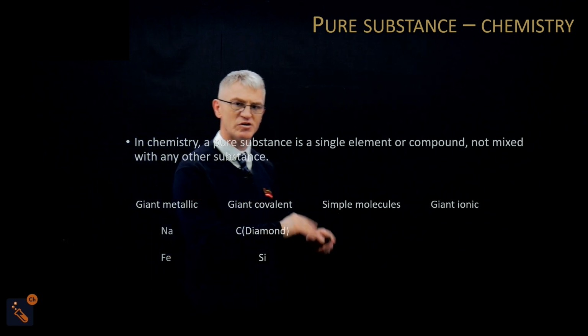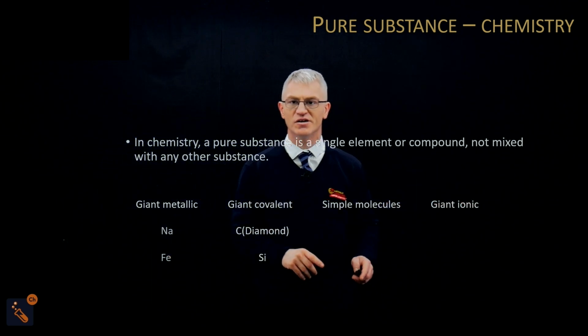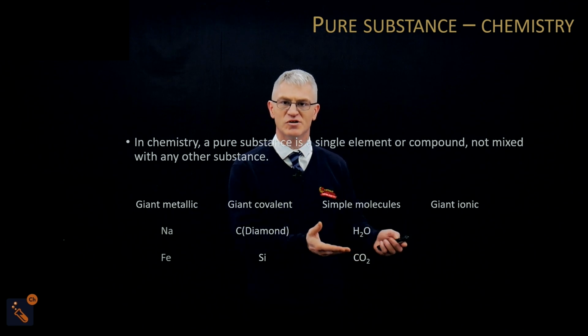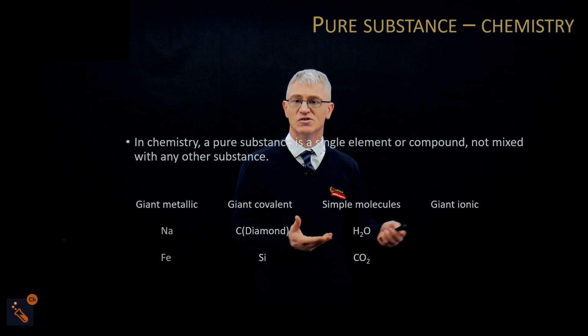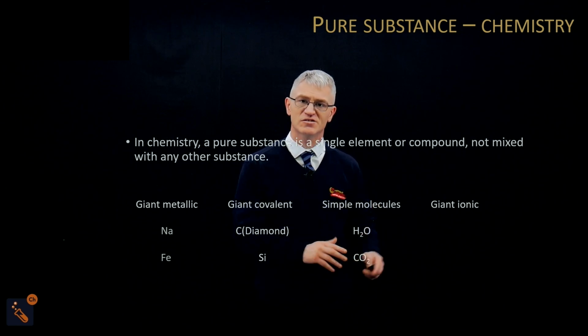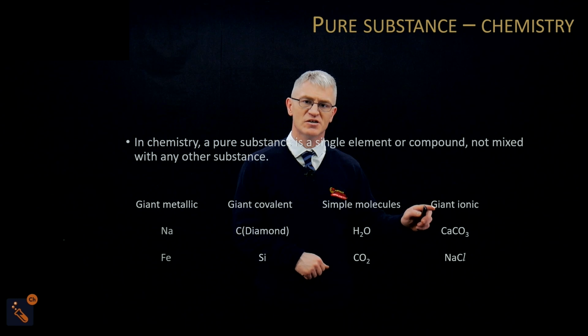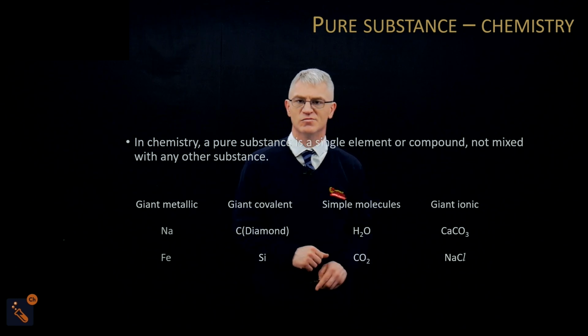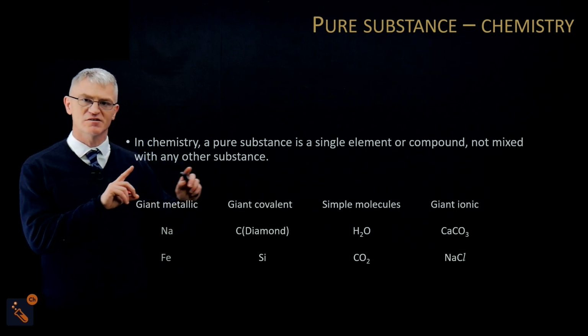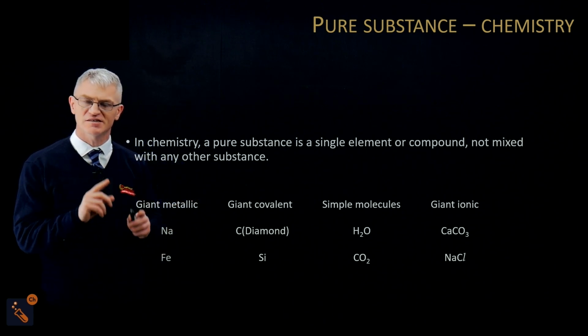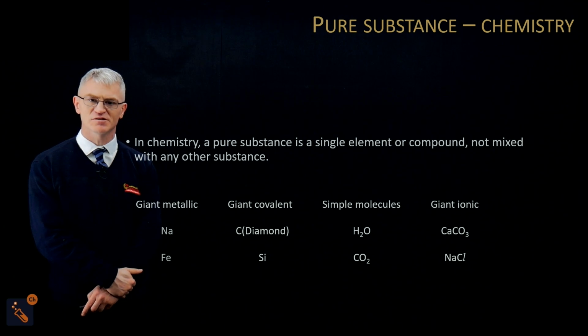Now let's move on to simple molecules and giant ionic. Simple molecules, examples like water, carbon dioxide. You could have methane, ammonia, lots of other hydrocarbons and things like that, but that's just two of them there. And then we've got giant ionic, calcium carbonate and sodium chloride. And again, any ionic substances, as long as you don't, and this is the important thing, mix it with any other substance. Those are the pure substances according to chemistry.